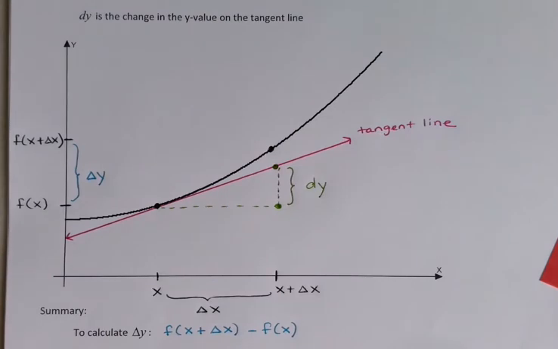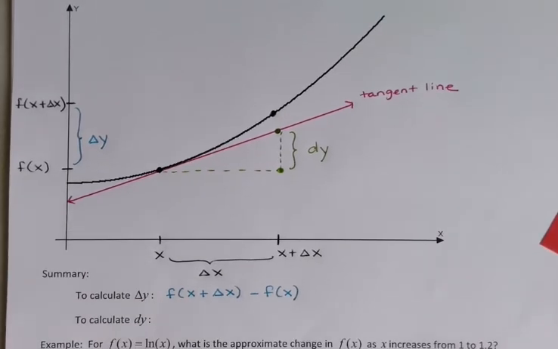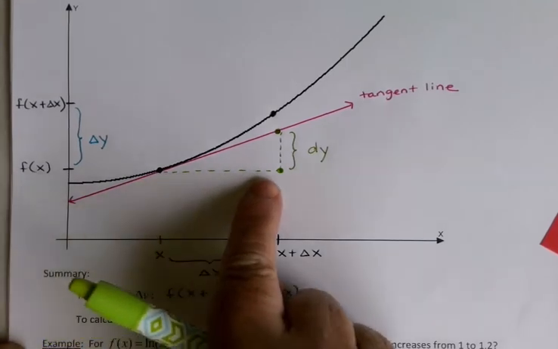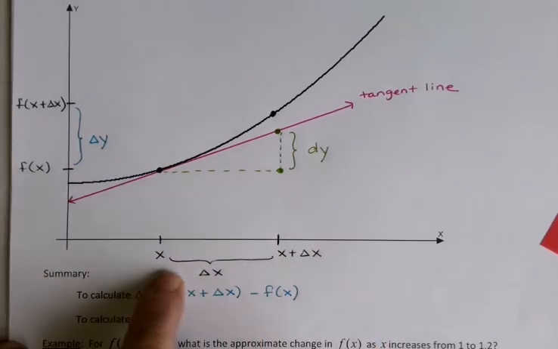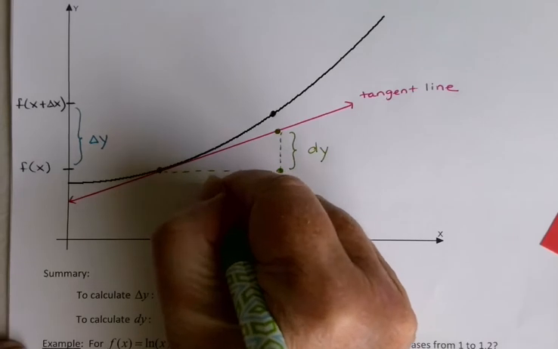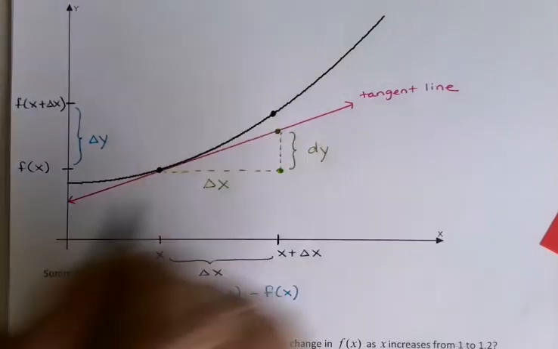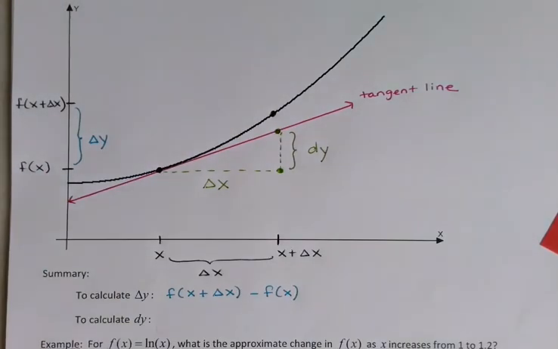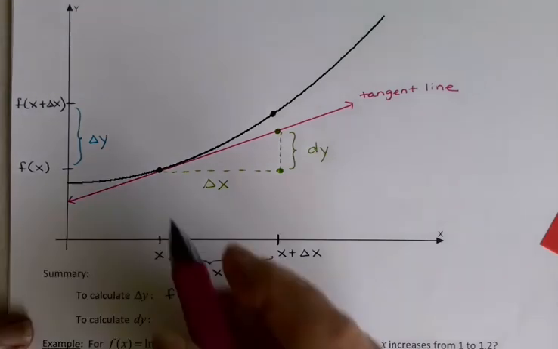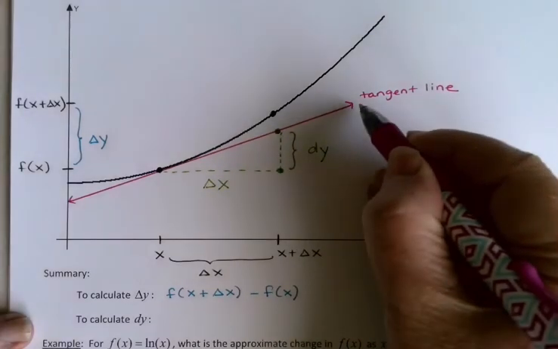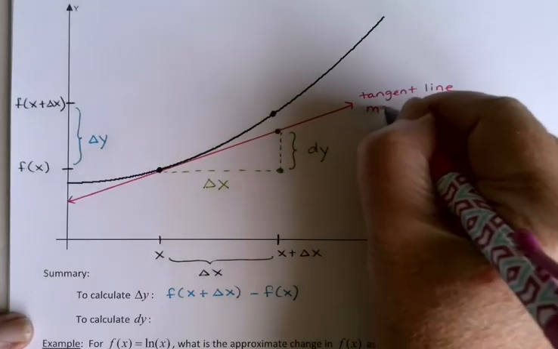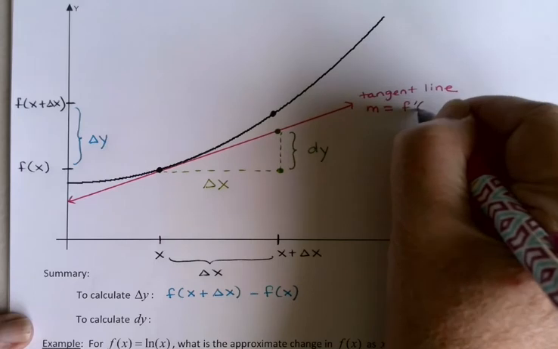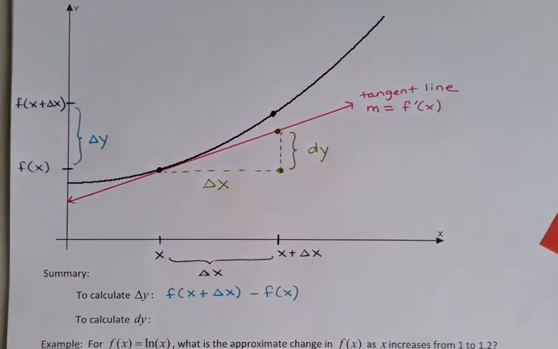And my goal right now is to figure out how to calculate dy. In order to do that, let's keep a couple of things in mind. First of all, this distance right here that I drew is the same as the delta x. So this is really delta x. And then I've already labeled that vertical distance dy, which is what we want to call it. And then I'm also going to remember that since this is the tangent line, the slope of this line would be the derivative, f prime of x.